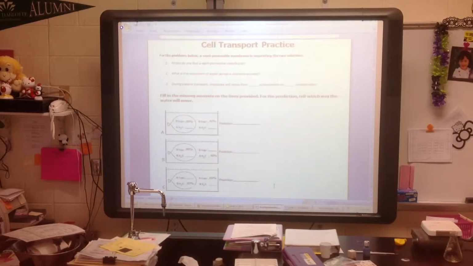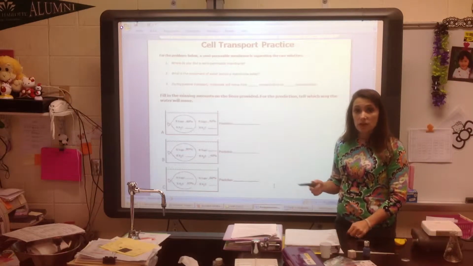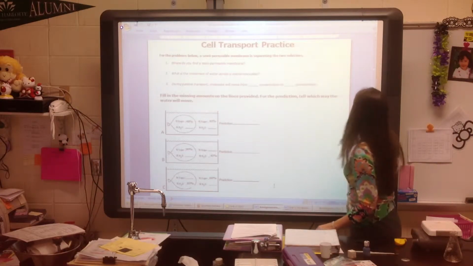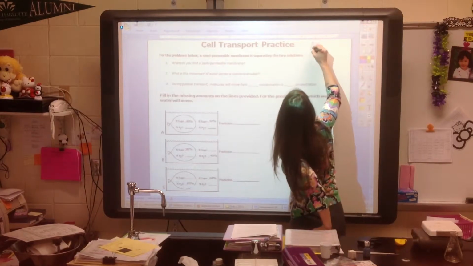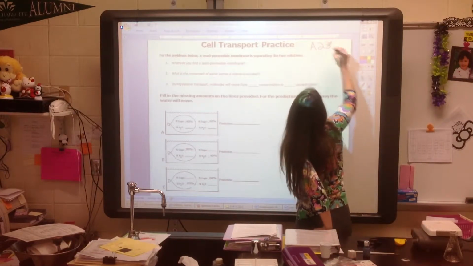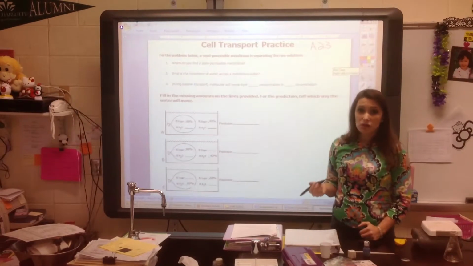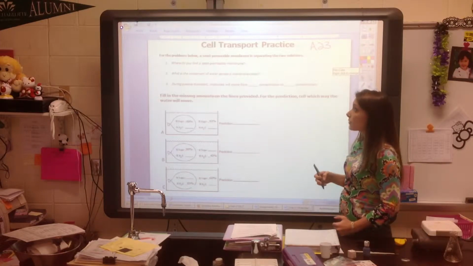So you've already done a lab exploring or inquiring about how water moves in and out of cells. You've taken some notes on it, but now we want to do a little bit of practice. So if you'll have out page A23, we're going to do some cell transport practice. I want to make sure that you're following along with me. Please make sure you have out page A23.